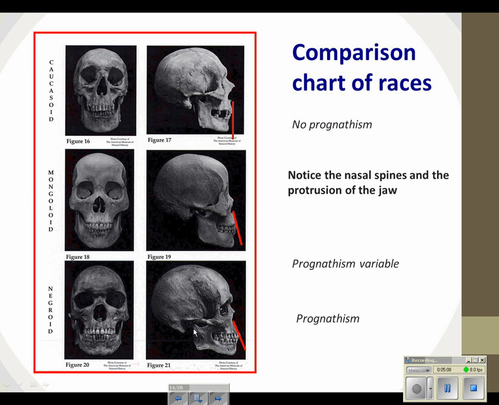Now, we mentioned the nasal spine before, and it's actually going to be this little bone down here that sticks out. So it's going to be very prominent in the Caucasoid, and you can see that right at the top of this red line here. That would be the nasal spine.